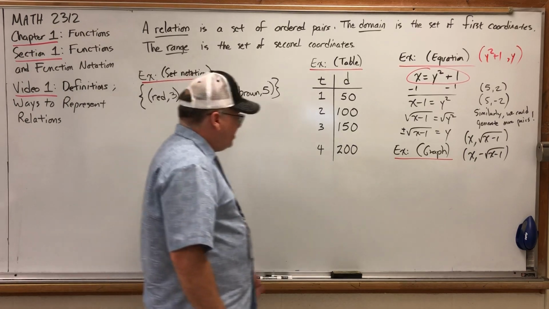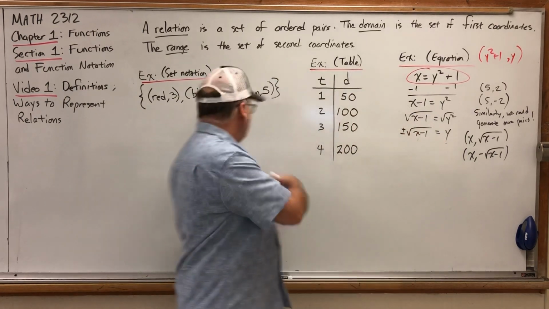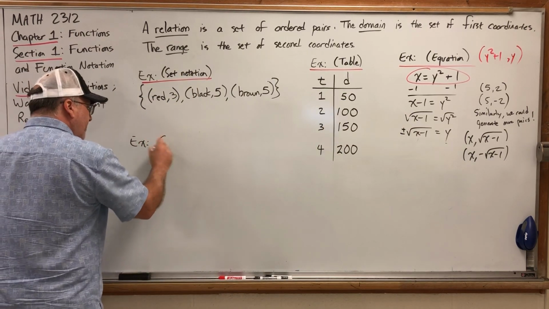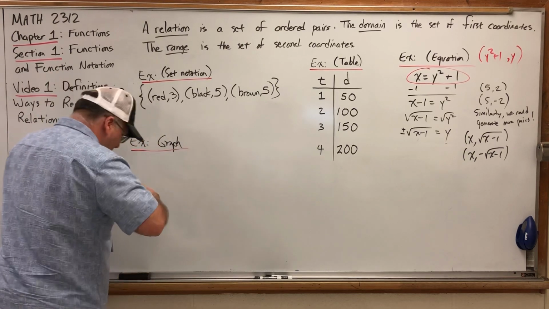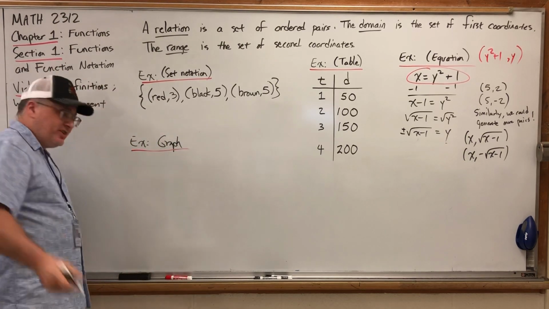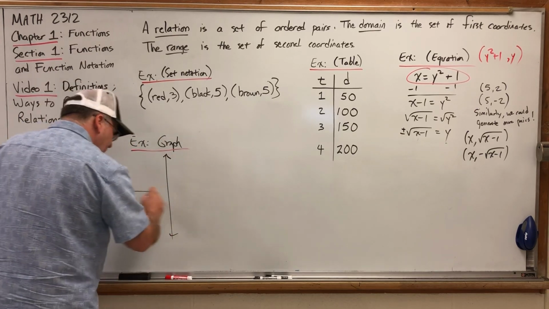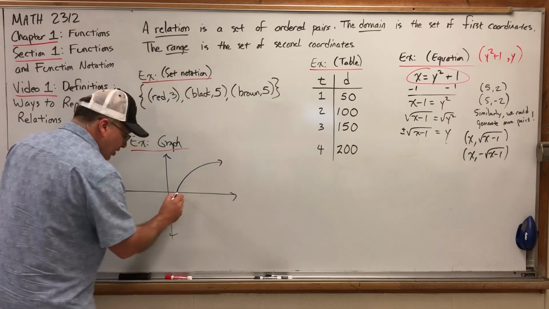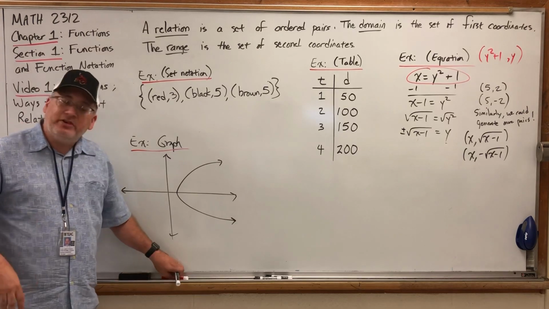The last way to represent a relation that we're going to look at, and I'm going to move it over here where I have some space, is a graph. Everybody should know what a graph is. Everybody should know x-axis and y-axis and origin and everything like that. So let's just say I put a graph that looks like this, a parabola opening to the side. If you don't remember what a parabola is, I'll go into more details when the time is right.